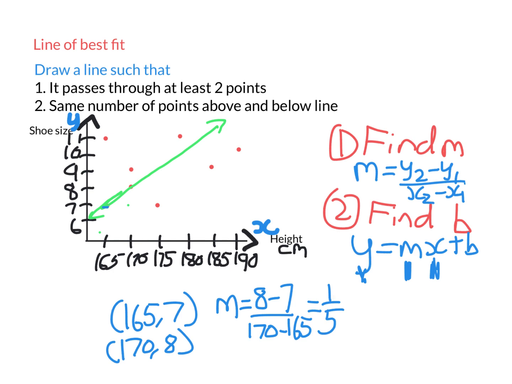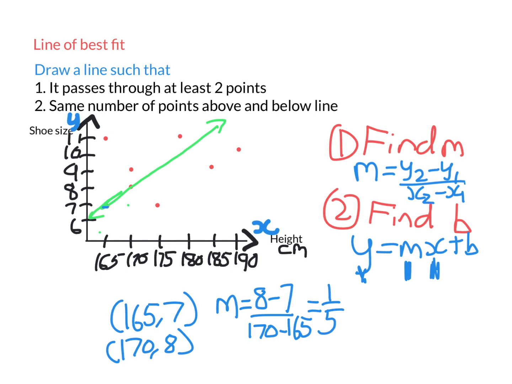Note that that 1/5 is positive. So the relationship between shoe size and height is positive. We expected that because the line's leaning to the right. You expect that because people who are generally taller have bigger feet. Again, not a perfect relationship.